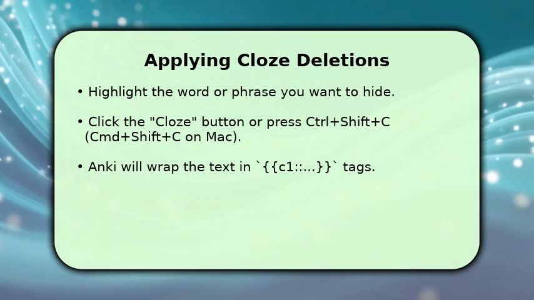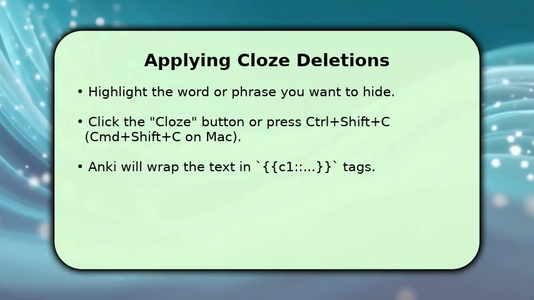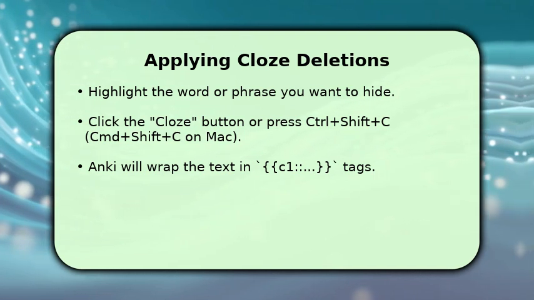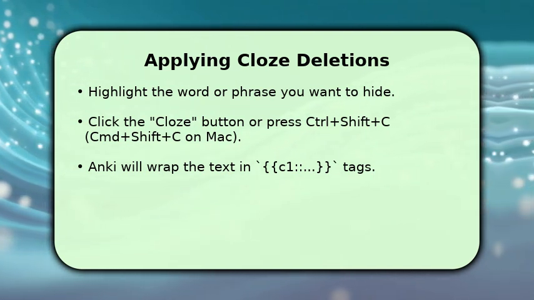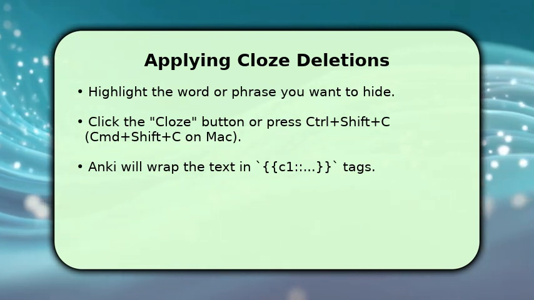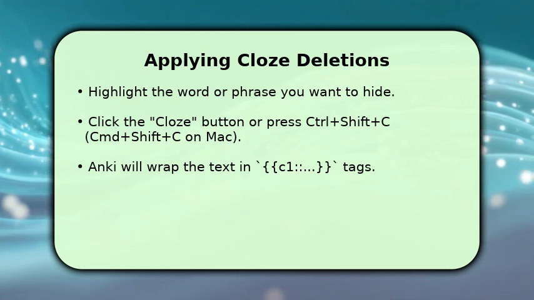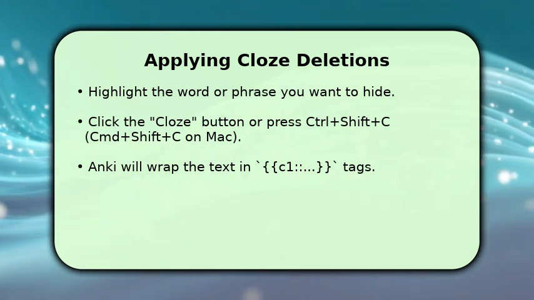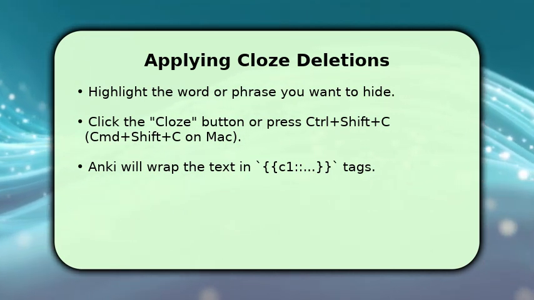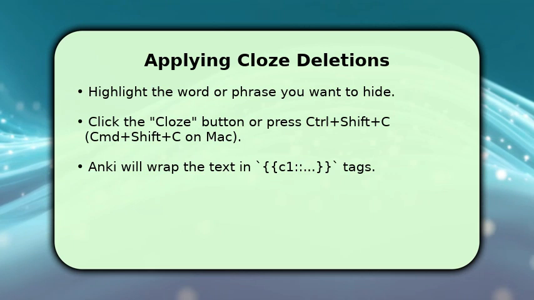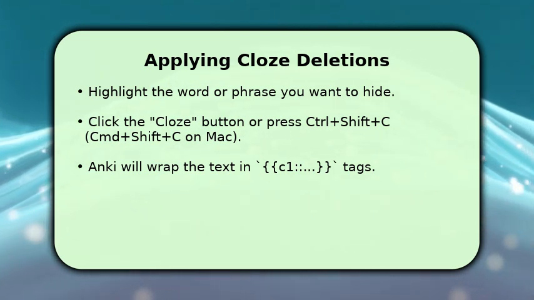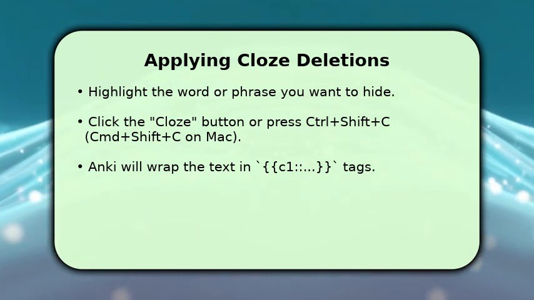Now for the core step, applying the Cloze. Highlight the specific word or phrase you wish to hide for recall. Then click the Cloze button in the editor, or use the convenient keyboard shortcut, Ctrl+Shift+C on Windows or Command+Shift+C on Mac. Anki will automatically wrap your selected text in special tags, like C1 followed by 2 colons. You can even create multiple Cloze deletions within one note, such as C1 and C2.